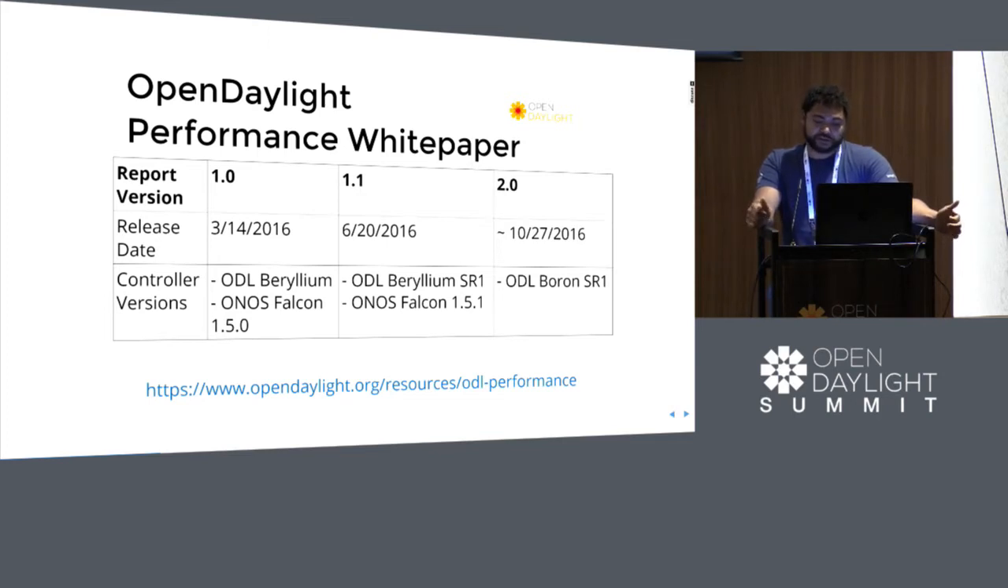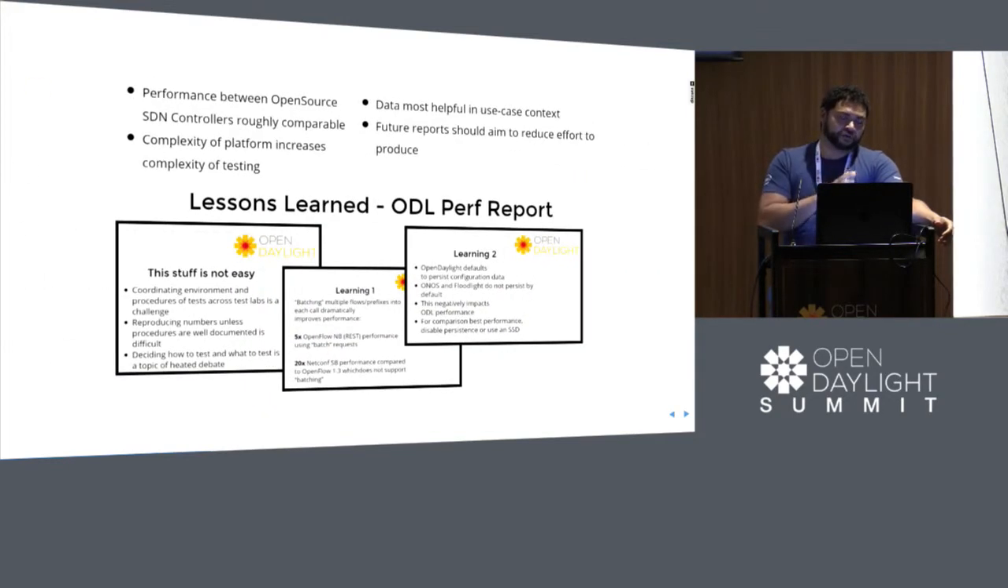On June 6th, we released an updated version of that, with updated versions of the controllers used and some changes to testing methodology. Our 2.0 report, which we're working on right now, we're likely to release at ODL Boron SR1, which should be around October 27th, about a month from now. If you're interested in reading the prior performance reports, there's a link here at the bottom where you can check out the ODL performance reports. You'll get the 1.1 report, which is an updated version of 1.0, with more information about what we found about 6 months ago.